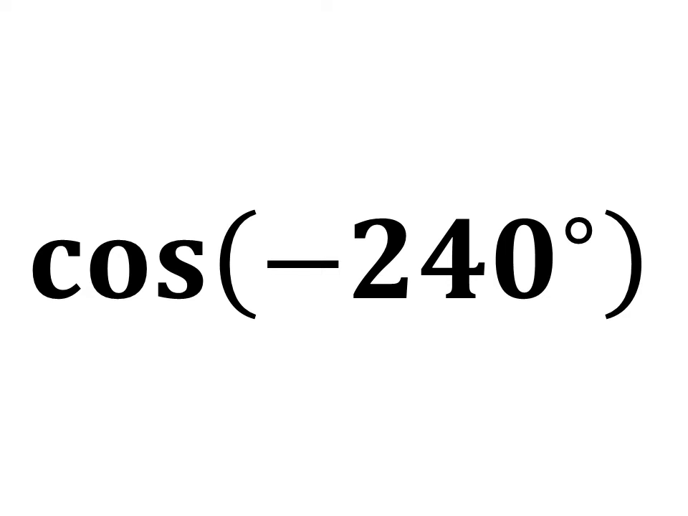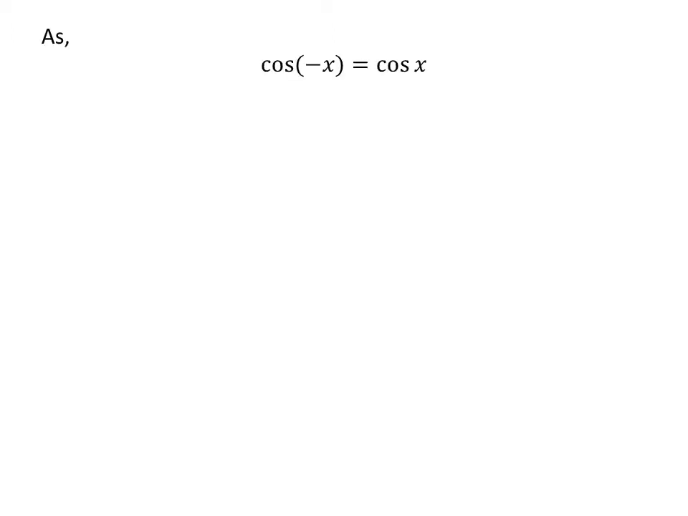In this video, we will learn to find the value of cosine of minus 240 degree. As we know, the trigonometry identity cosine of minus x is equal to cosine of x. The video explaining how to derive this identity is appearing in the upper right corner. Also, the URL address of the video has been mentioned in the description section.